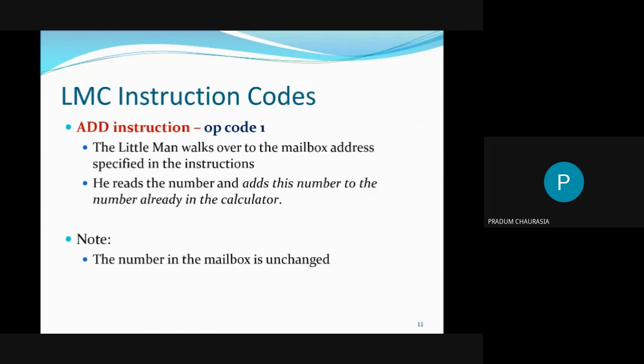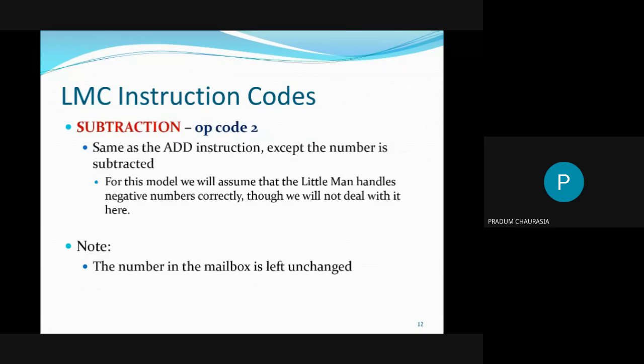Now, the add instruction is also similar. Even in the add instruction, we know there is a memory location within the instruction, 1XX, right? So the Littleman walks out to the mailbox at the address specified in the instruction after 1. In that location XX, he reads the number and comes to the calculator and adds this number to the number already on the calculator screen, right? The main thing is the number in the mailbox is unchanged. And subtraction is similar, the only thing is the operation changes to minus.